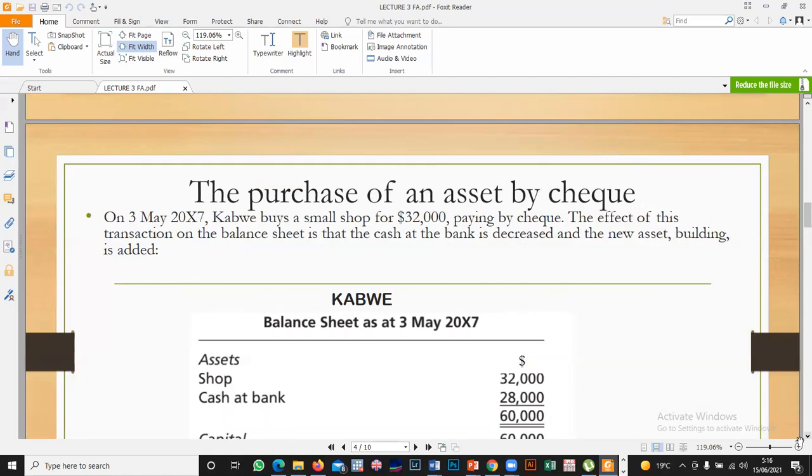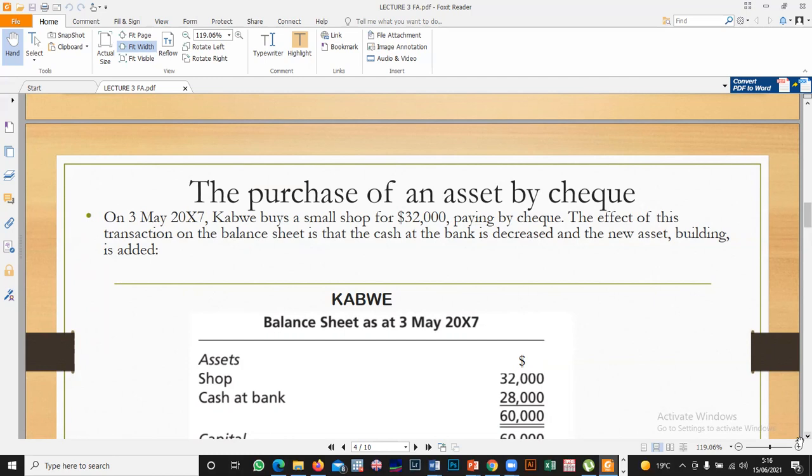Out of that $60,000, we remove $32,000 to buy a shop. Now we buy a shop where we're going to be doing our business. That business pays by check.